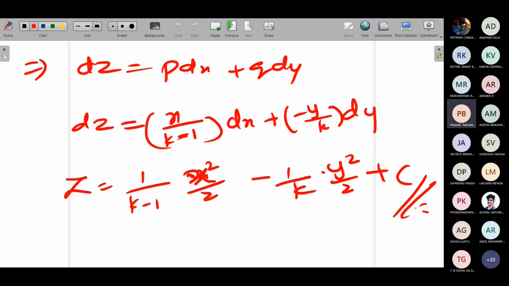Okay, so we'll wind up the class here. Other things will continue in the next class. It's about type 1, type 2, type 3, and type 4. What we have seen was non-linear first order PDE. In the next classes, I'm going to solve linear first order PDE.